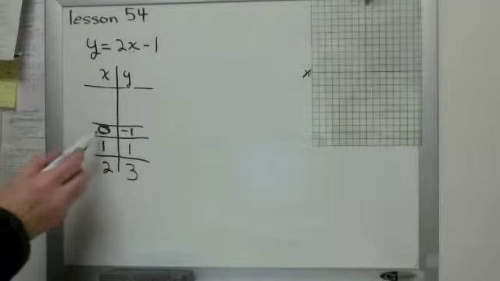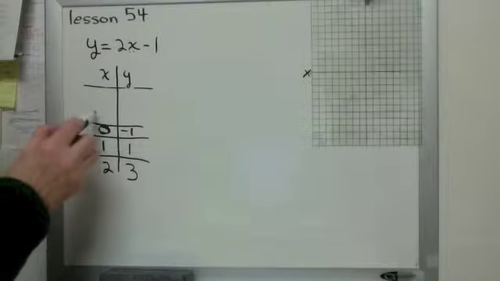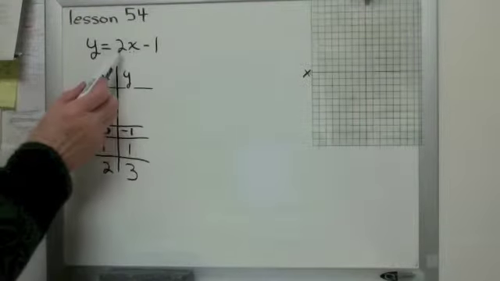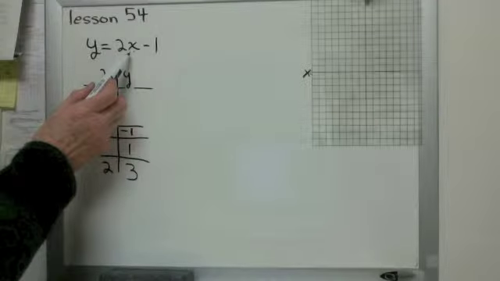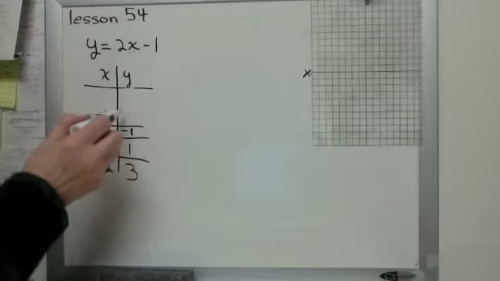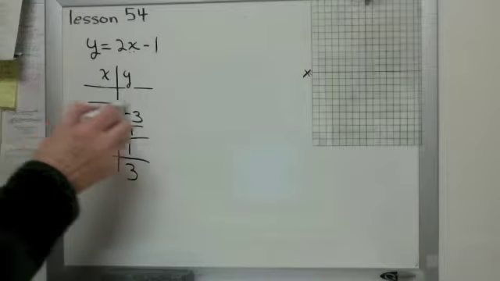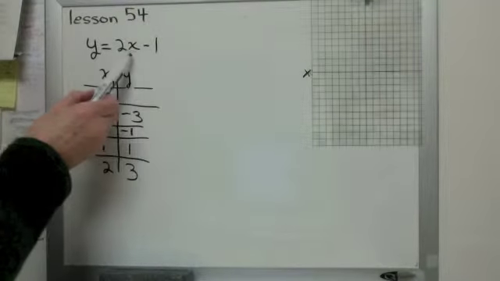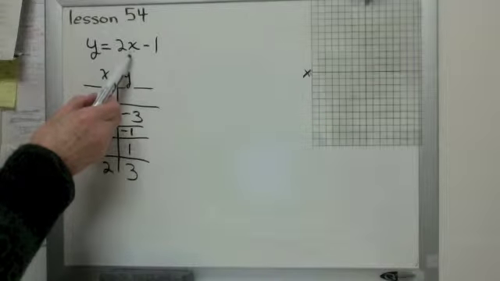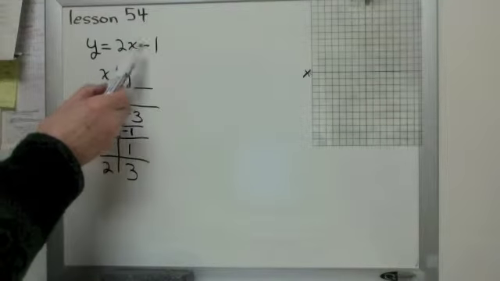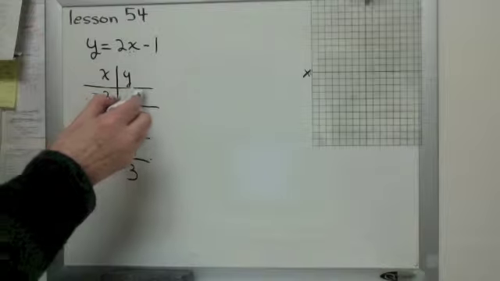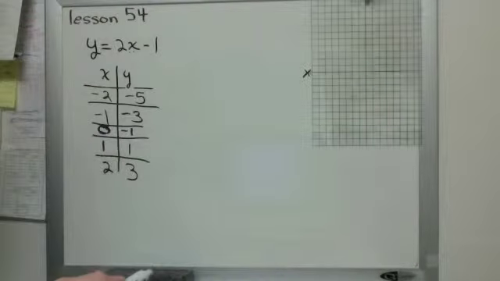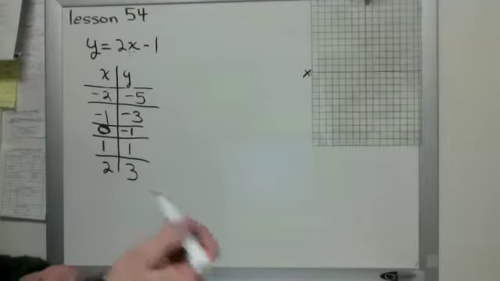Let's get some points on the other side of 0, so let's do minus 1. 2 times minus 1 is minus 2. Minus 1 makes the answer minus 3 for y. Let's try minus 2. So I'm trying minus 2 for x. 2 times minus 2 is minus 4. Minus another 1 makes it minus 5. There. Now I have a nice lot of numbers to plot. So let's go and plot.